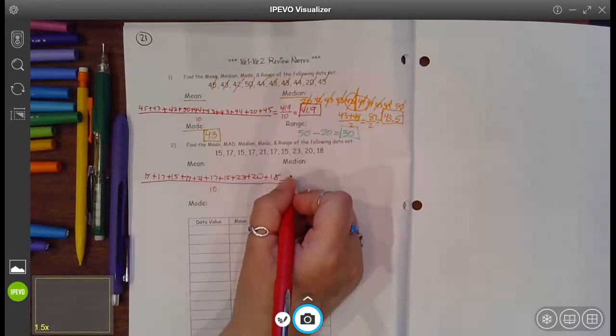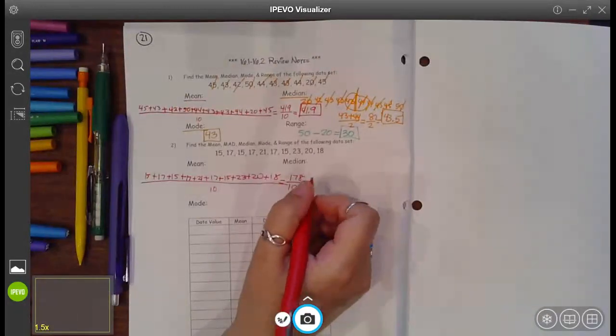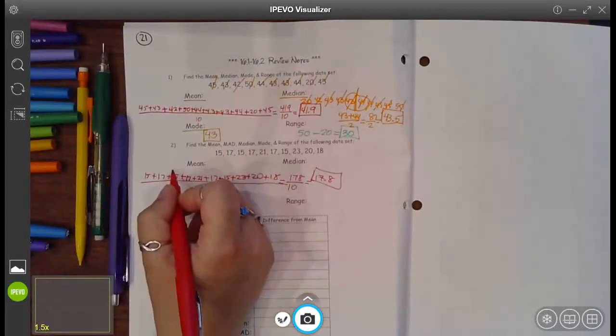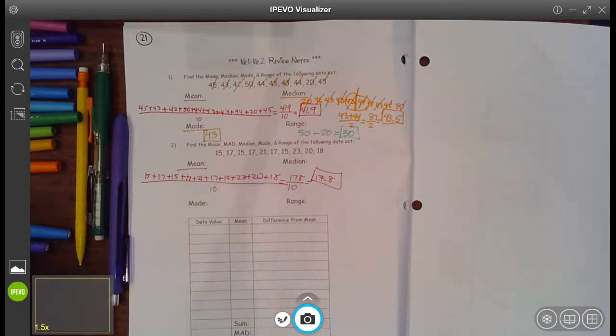And when you type all those in, you should have gotten 178 divided by 10. And when you divide that, you get 17.8. Okay, so 17.8 was your mean.